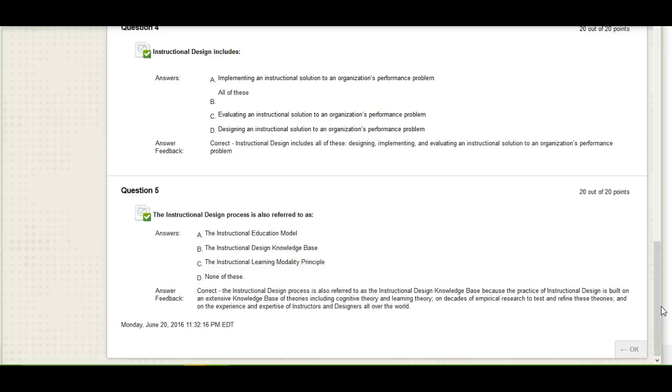The instructional design process is also referred to as the instructional design knowledge base, because the practice of instructional design is built on an extensive knowledge base of theories, including theories like the cognitive theory and learning theory. It's also based on decades of empirical research to test and refine these theories, and it's based on the experience and expertise of instructors and designers all over the world.